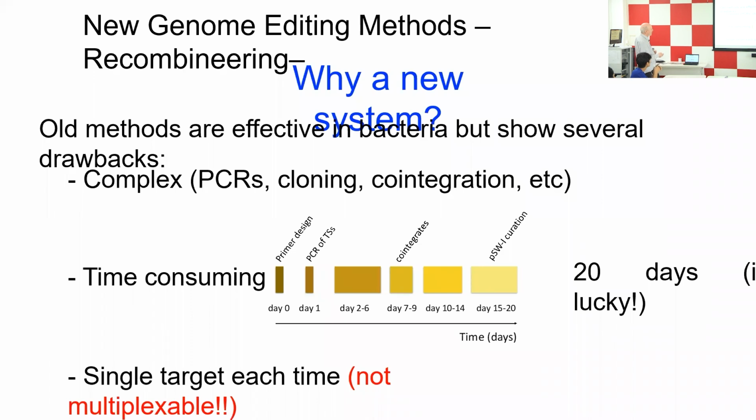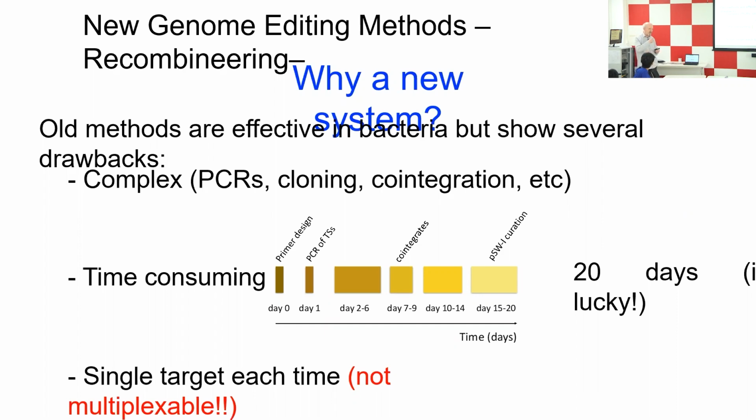So new systems have been developed, and apart from being time-consuming, another big limitation is that these systems are not multiplexable. That means that you have to get one mutant at a time. I make one mutant and another mutant and another mutant. If you remember, a few days ago we made, for instance, a genome of Pseudomonas putida that had been deleted for about 30 genes.